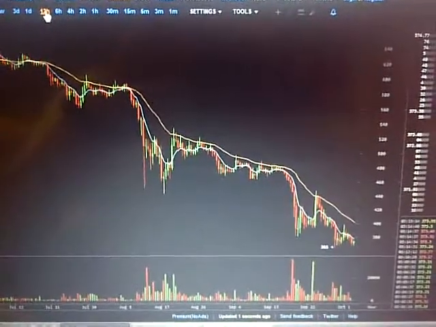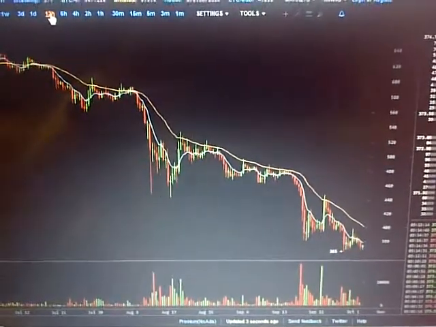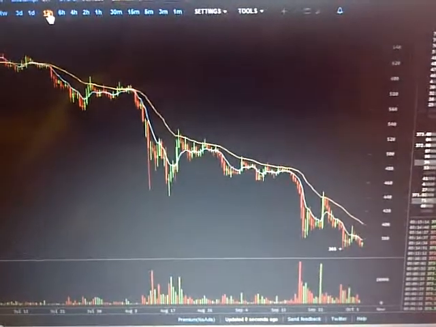That's the crazy part. Anyways, that is my quick chart analysis. Hopefully this helps you.